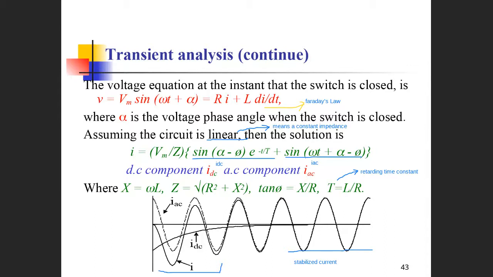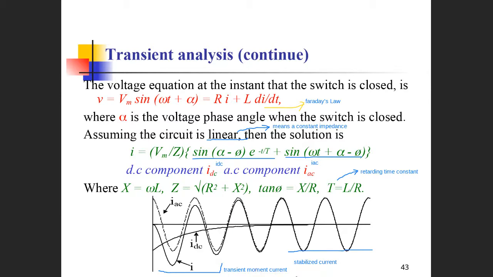This is the transient moment. So you have the transient moment current and you have the stabilized current. The transient moment current is much larger than the stabilized current, depending on sine alpha minus phi. Suppose sine alpha minus phi is 1. Then this term has additional current on top of the sine waveform. So the transient moment current is much larger than the stabilized current. That is the difference between the stabilized current and the transient moment current.